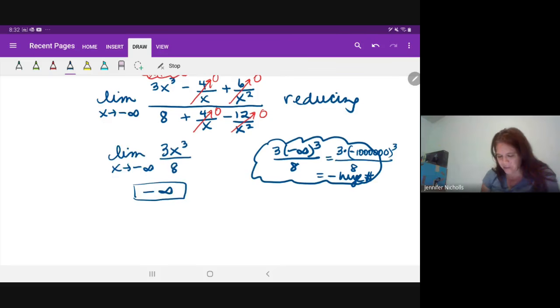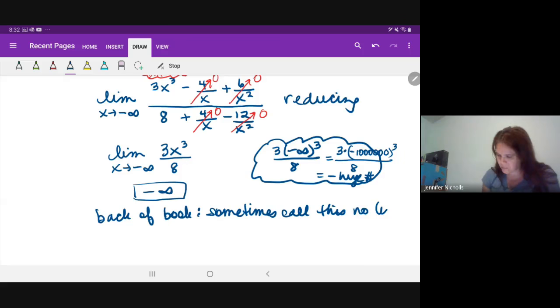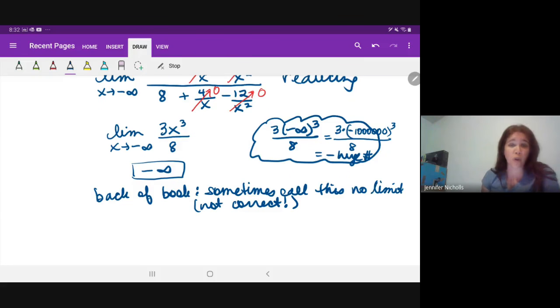Now, in the back of the book, oh, it's so annoying. I don't know what they were thinking. Sometimes they call this no limit. That is not correct. Do not do that. Your calculus teachers, the AP people, they will not like it. Do not call that no limit. Not sure why. Well, there's no floor. It keeps going down, down, down.